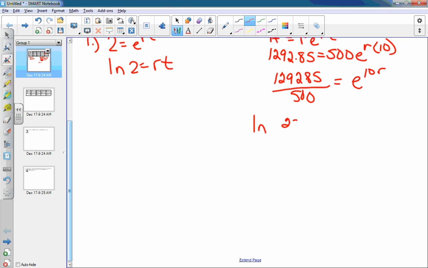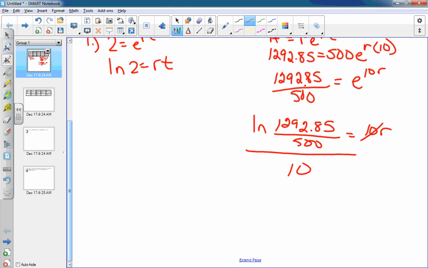So the natural log of 1292.85 divided by 500 is equal to 10r. So divide all that by 10, and that's going to give you what r is. Agree? So when you plug that in, what does that give you? It gives you that your rate is going to be 0.095.